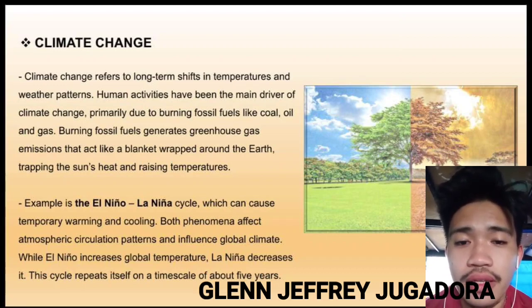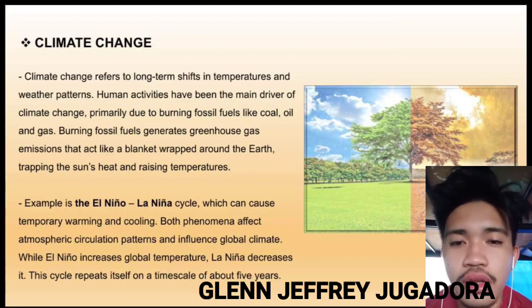An example is the El Nino and La Nina cycle, which can cause temporary warming and cooling. Both phenomena affect atmospheric circulation patterns and influence global climate. While El Nino increases global temperature, La Nina decreases it. This cycle repeats itself on a timescale of about 5 years.